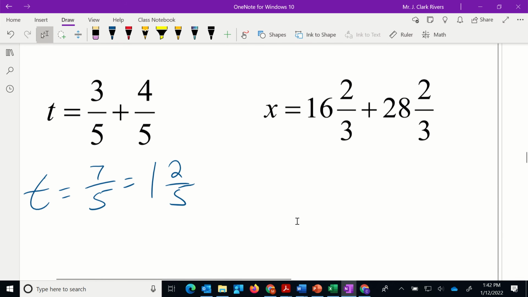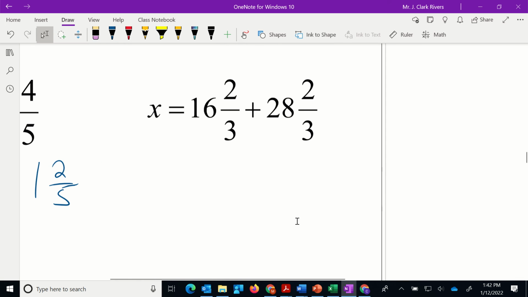There's one over here on the right. Taylor, help me out on this one. x is, let me do some red. x is equal to, what'd you do first? I added the whole numbers. All right, so 16 plus 28 is? 44. Then what'd you do? And then added fractions. Yeah, 2/3 plus 2/3 is?